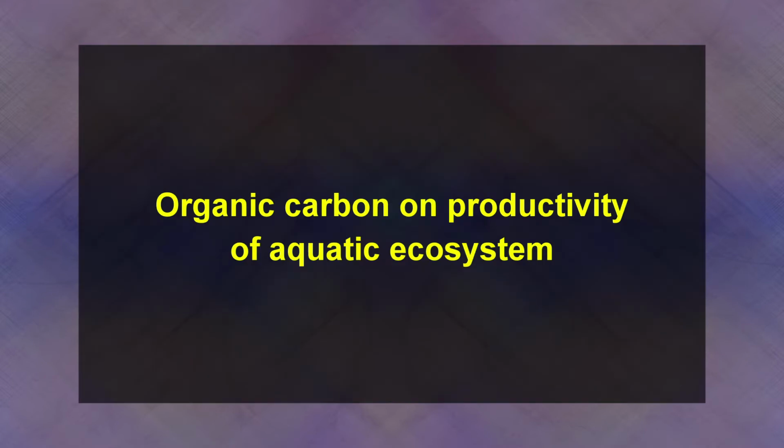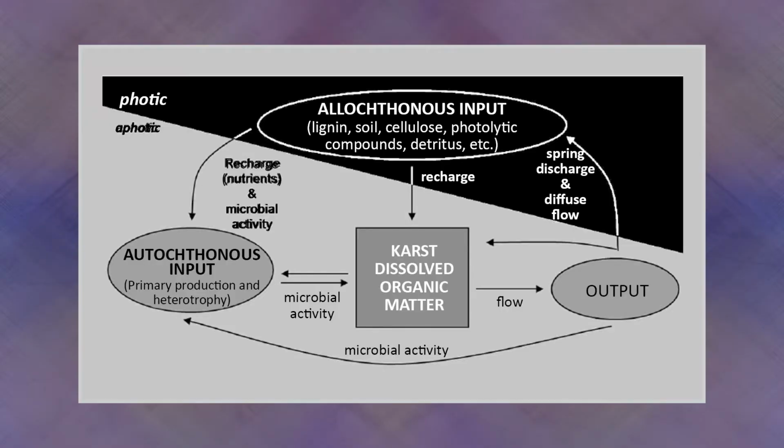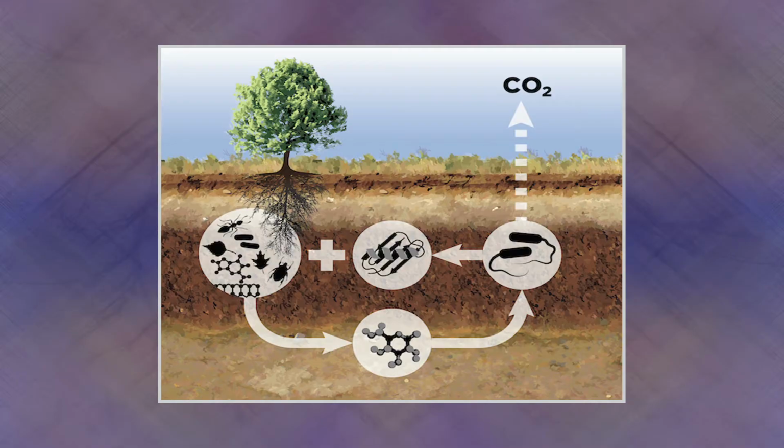Now let's understand the role of organic carbon on productivity of aquatic ecosystem. Organic carbon produced within an ecosystem is termed as autochthonous, while inputs from outside the ecosystem are termed as allochthonous. In aquatic ecosystems, the autochthonous input is through the photosynthesis by aquatic plants, attached algae in the shallow waters and by phytoplankton in the open waters. In contrast, small stream ecosystems flowing through forested catchments derive most of their organic carbon from dead plant materials deposited into the water from the surrounding forest ecosystem.